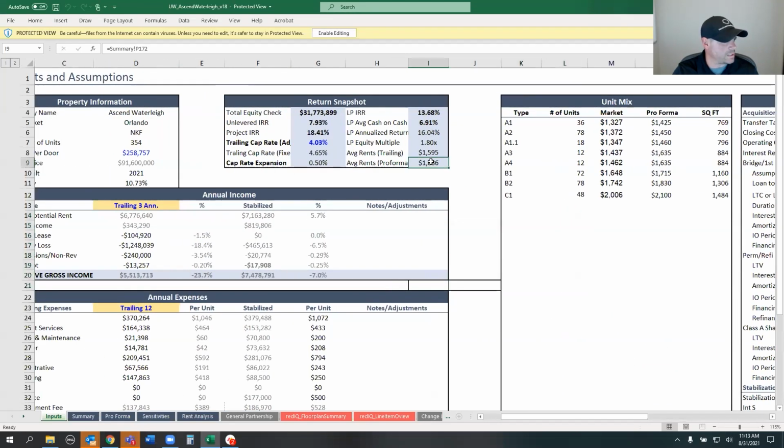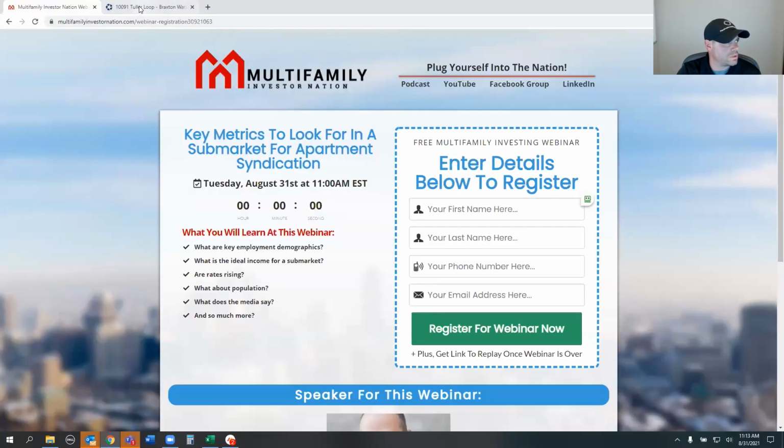All right, here's our average rents here. So we have average rents on the trailing expenses, and then we have our pro forma average rents. This is really the number that I'm concerned about because this is where we want to push rents. And so this is really the number I want to look at when I pull up my statistics. So what I'm going to do is go to CoStar.